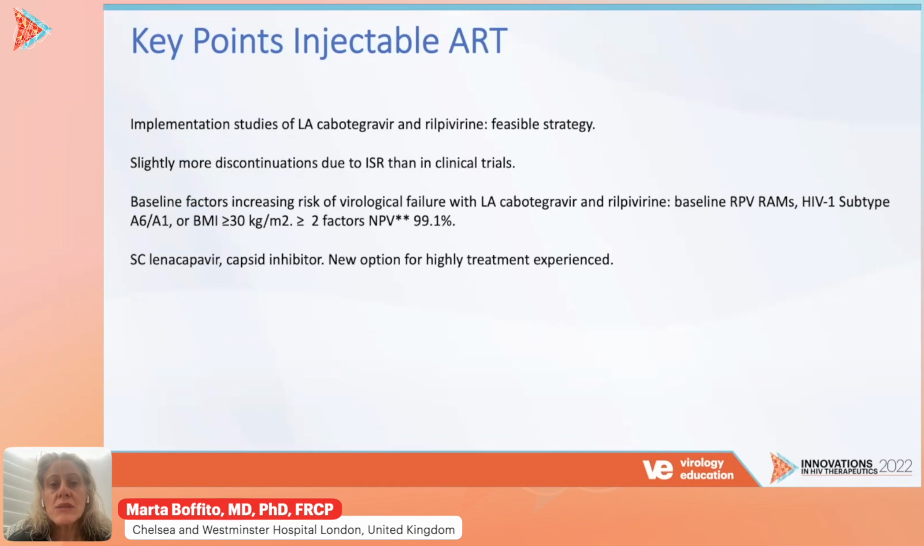And we saw that the most common discontinuations are due to injection site reactions. However, these are still rare, and we are well aware and knowledgeable about the baseline factors and the multivariate analysis that lead prescribers to administer cabotegravir and rilpivirine every other month to people without certain factors that are associated with confirmed virological failure. And then obviously we have a new option, which is lenacapavir, which hopefully will be available in the near future.